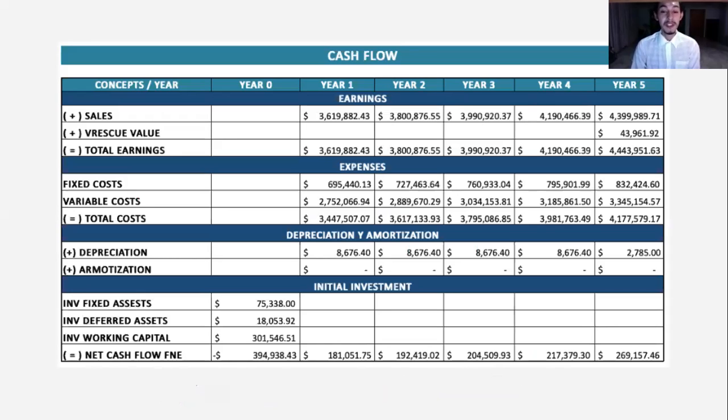Then we have the depreciation and amortization, followed by the initial investment. As you can see in year 0, the earnings, expenses, and depreciation are at 0 because none of those were active as it was year 0. But following the years up to year 5, you can see that the net cash flow incremented from 394,938 pesos to 269,157 and 46 pesos.